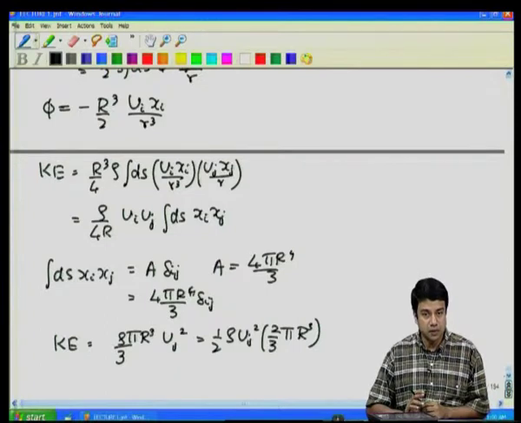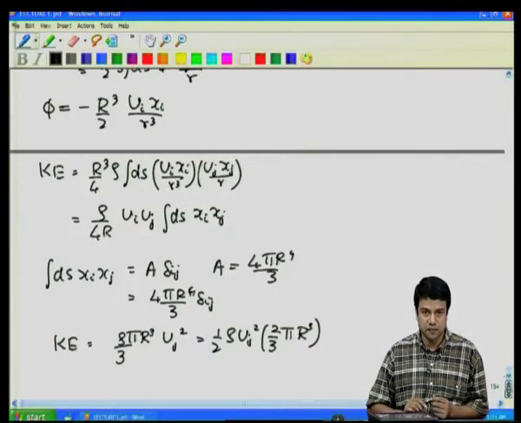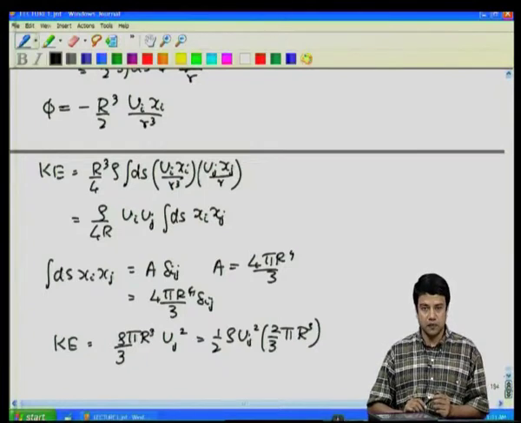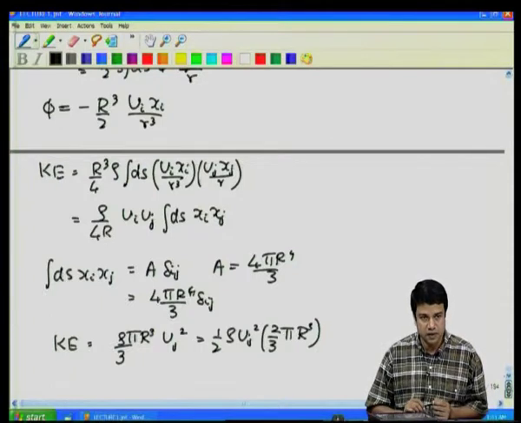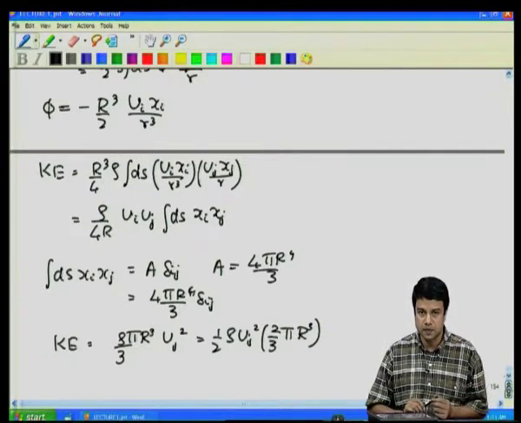Okay. Rho into 2 by 3 pi r cubed. Okay. Rho is the fluid density. 2 by 3 pi r cubed is half the volume of the sphere, because 4 by 3 pi r cubed is the volume of the sphere. So, rho into 2 by 3 pi r cubed is 1/2 of the volume displaced by the sphere. 2 by 3 pi r cubed is 1/2 the volume of the sphere. That multiplied by the fluid density rho gives me 1/2 of the mass of the fluid displaced by the sphere.